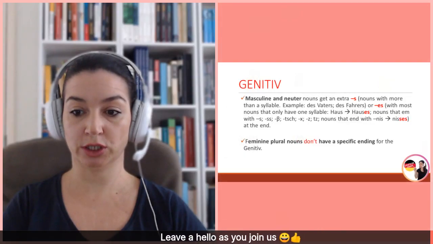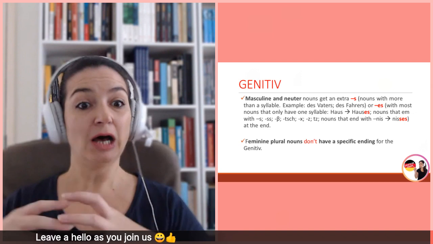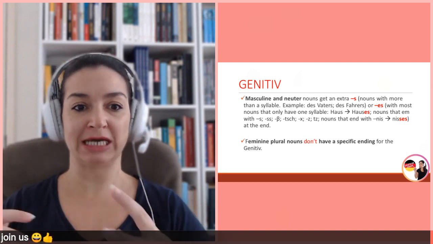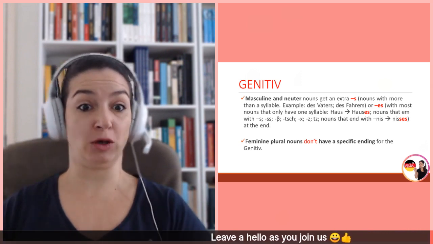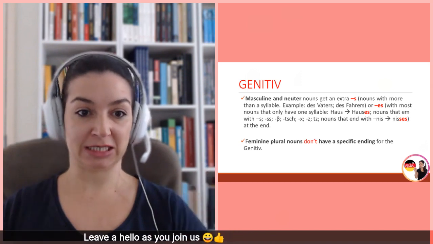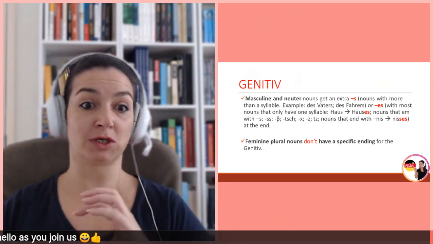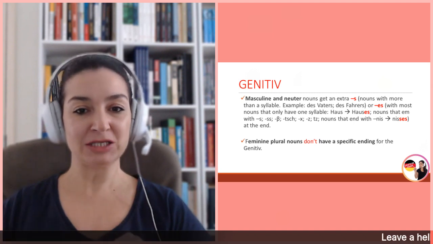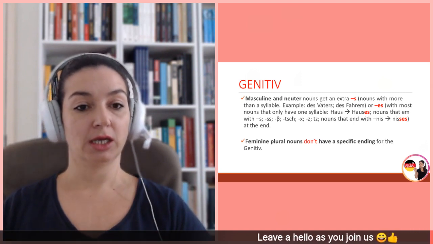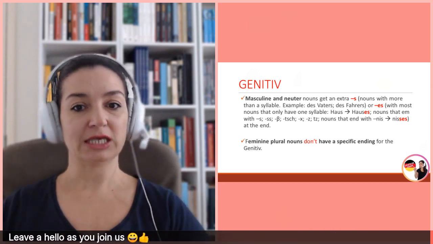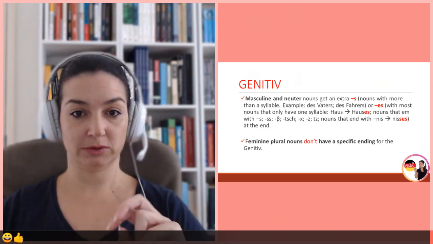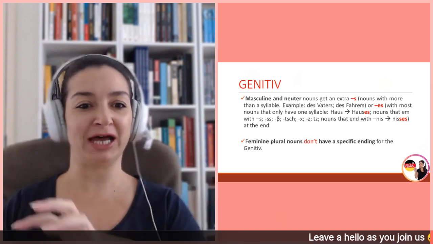Let's hide this one and show this one here. So how does it change? How do I know exactly what you have to put at the end of the nouns? Because as you can remember, the articles will change, but also the nouns are going to change. Basically, masculine and neuter nouns are going to get an extra s at the end, especially if they have more than one syllable. What is a syllable? It's the way you divide a word when you are speaking.